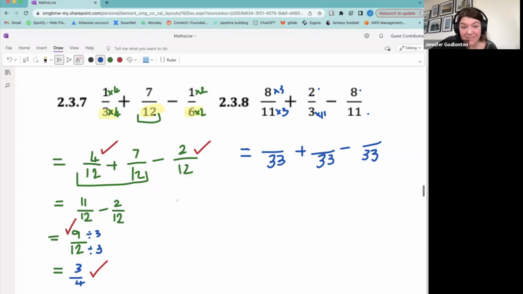There it goes so quick. Okay, so that's 8 times 3. That's going to become 24 over 33. Now be careful with fractions.